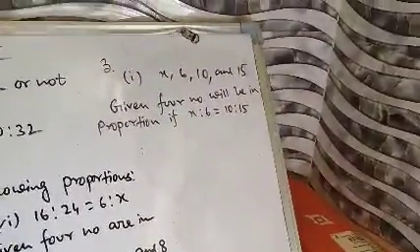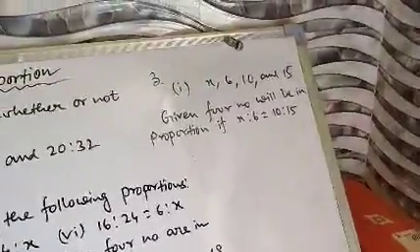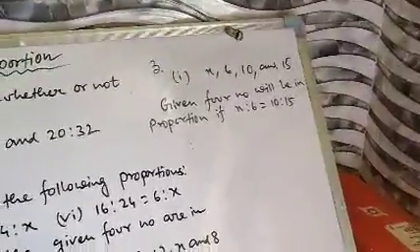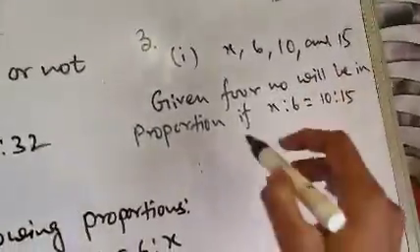Only then the given four numbers will be in proportion, if the ratio of the first two numbers is equal to the ratio of the last two numbers. So then find the value of x from here.